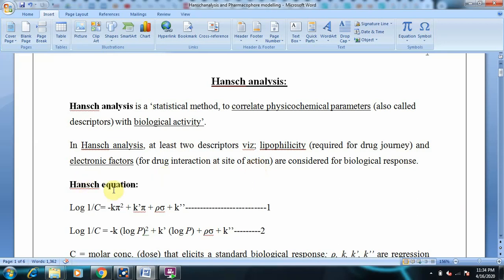Coming to the Hansch equation, it is given as log 1/C = -k pi square + k' pi + rho sigma + k''. Log 1/C correlates with the biological activity. If we want to get the biological activity of a drug, how do we do that? We take some concentration of the drug and try to find the biological response for that concentration. So the response can also be related in terms of concentration.